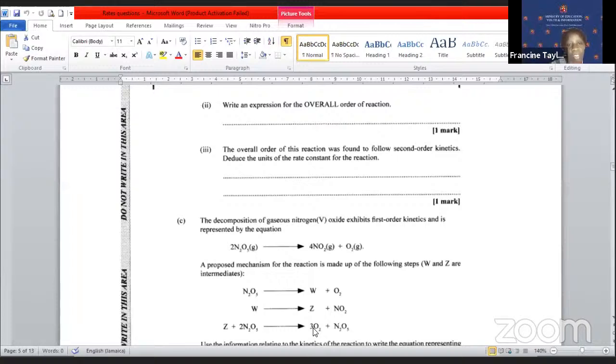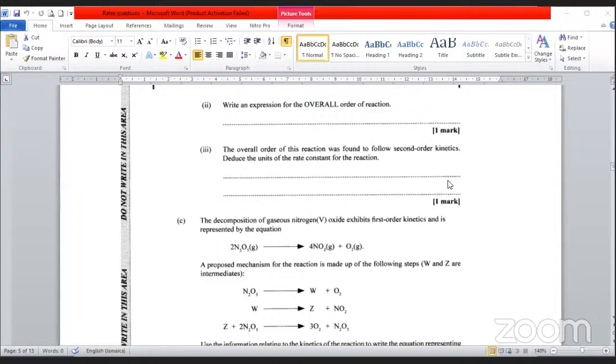Okay, here's a response. dm cubed per mole per second. That's correct. (2017). All right, so dm cubed per mole per second, because if it's second order, then we know that our concentration units are going to be squared.